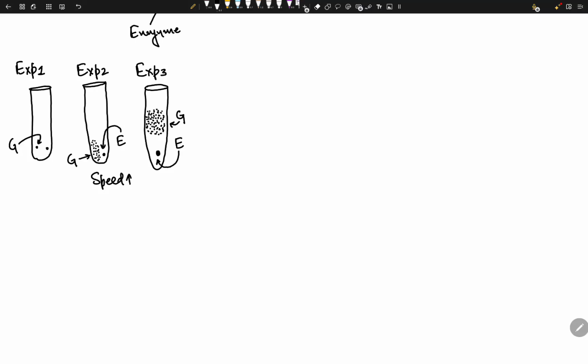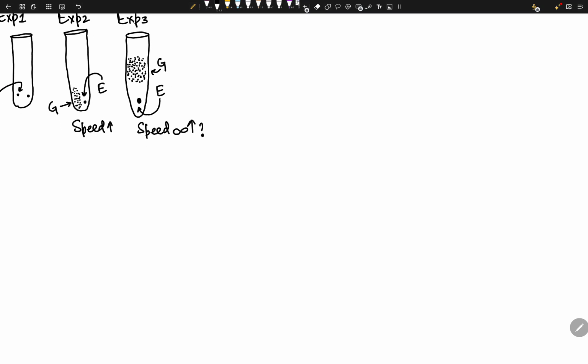Now the question is, will the enzyme become infinitely fast? Will the speed go to infinity? Like infinitely fast? I don't think so, right? Because of a thing called saturation. Why? Because of saturation. The enzyme is going to get saturated, right?